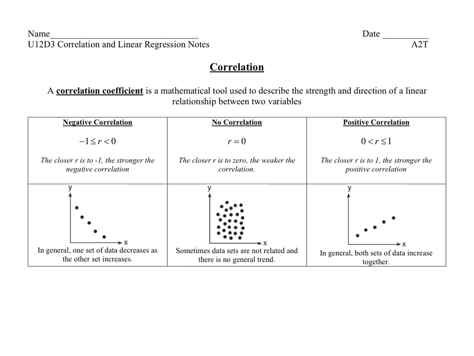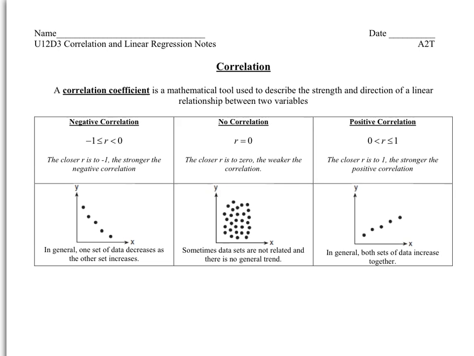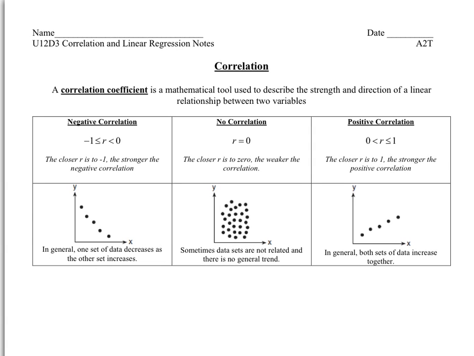So correlation is one of those very cool topics. Take a minute, quick, pause the video, and take down these notes. A correlation coefficient is a mathematical tool used to describe the strength and direction of a linear relationship between two variables. Kind of wordy. The way I like to think about it is it's the strength of connection. So I can either have a strong connection or a weak connection.